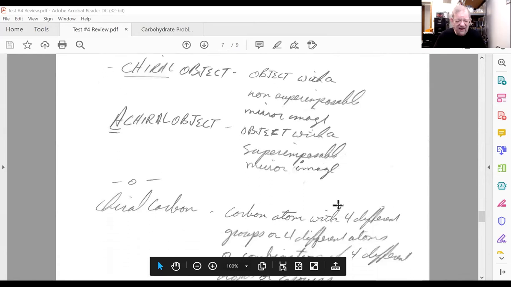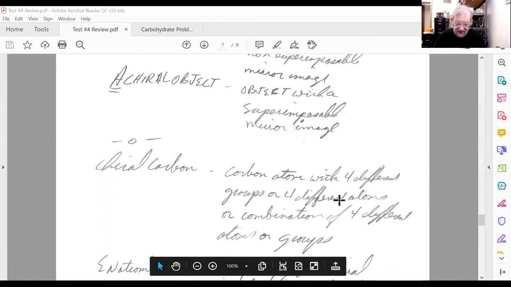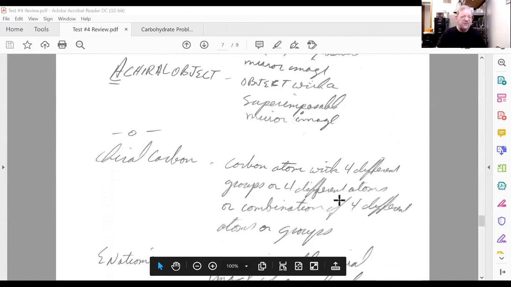Now, when we look at molecules, especially in organic chemistry, which is what this course is, we have chiral carbons. A chiral carbon is a carbon atom with four different groups or four different atoms, or a combination of four different groups and atoms. Now, I'll never ask you what a chiral carbon is, just like I won't ask you what a chiral or achiral object is, but I will ask you to know how to identify that. And later today, we'll go through some examples in the problem set.